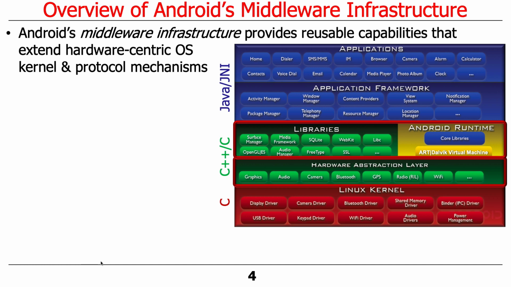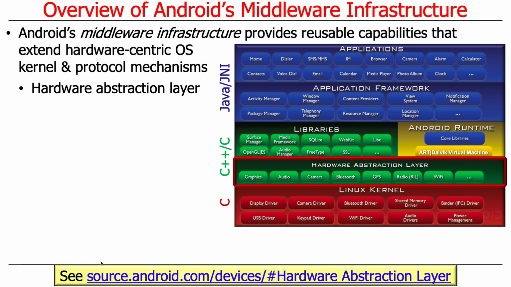So the middleware infrastructure layers are responsible for providing reusable capabilities that extend the hardware-centric OS kernel stuff that's provided by the Android Linux kernel, and of course all the protocols that are buried down there to do internet protocols and the binder driver that sends messages back and forth between processes on the same machine. So the first part of this is something that's called the hardware abstraction layer, or the HAL.